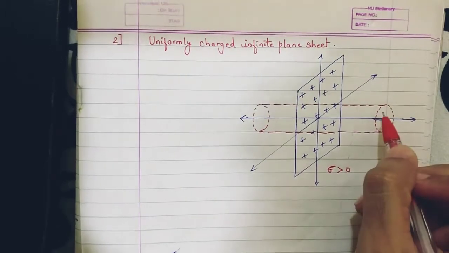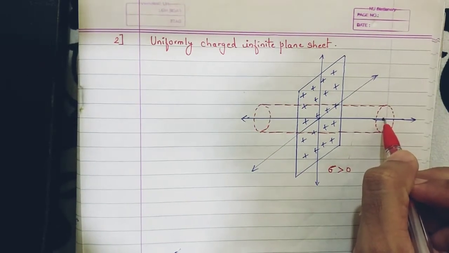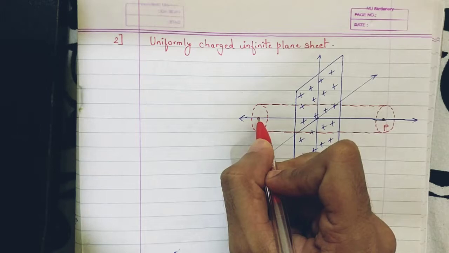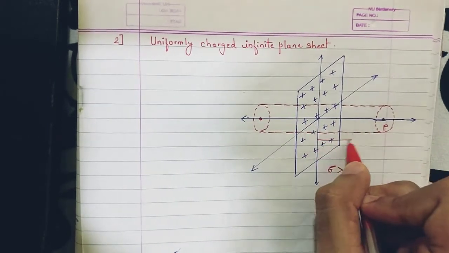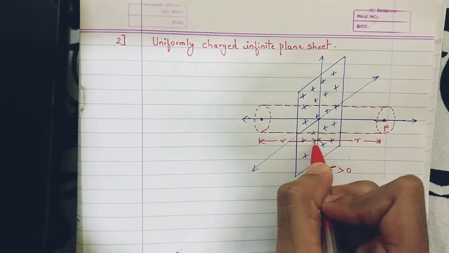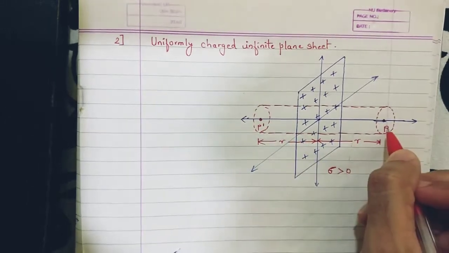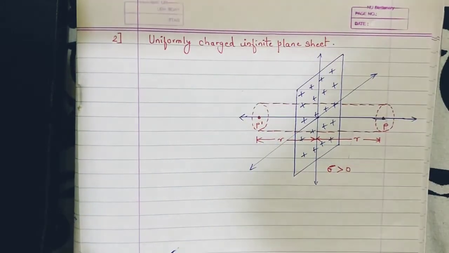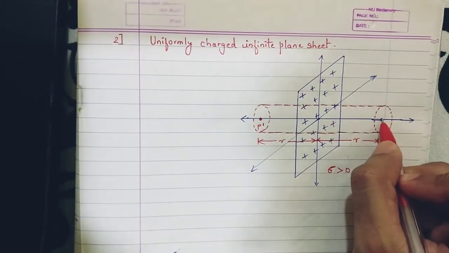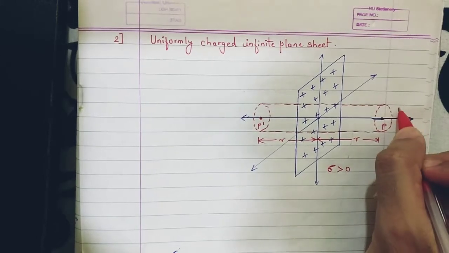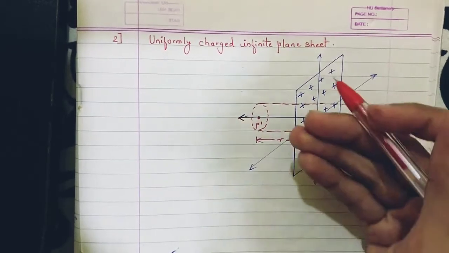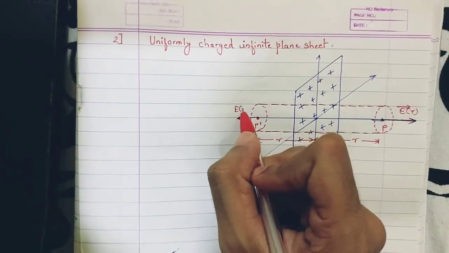Now I need to find the electric field at this point P due to the uniformly charged infinite plane sheet. Obviously, if I consider a point at the same distance r on the other side, let's say P dash, this is P and this is P dash. Let's find the electric field direction at both ends. For a positive charge the electric field direction is radially outwards, so it is going to be like this, this is ER. Similarly on the other side it is also radially outwards, so ER.